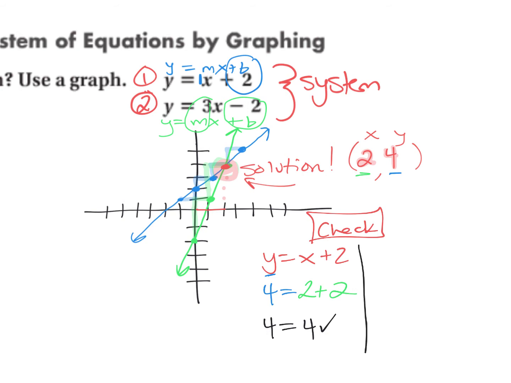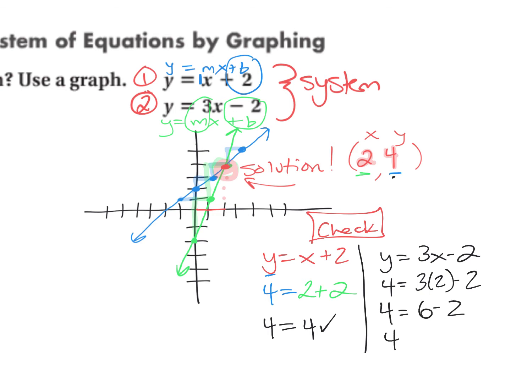Yes. I'm going to also check it in the other equation. y equals 3x minus 2. My y value for the answer is 4. My x value is 2. 4 equals 6 minus 2. 6 minus 2 is 4. It works out in both. That's a way you can be 100% sure that you got the right answer.